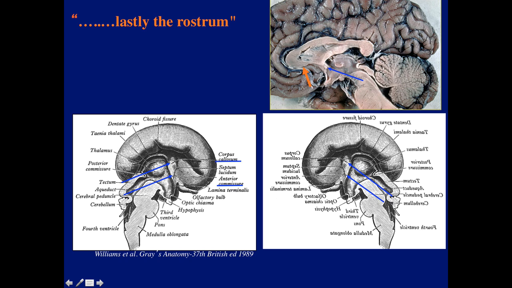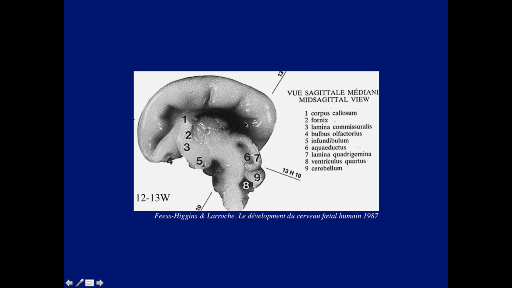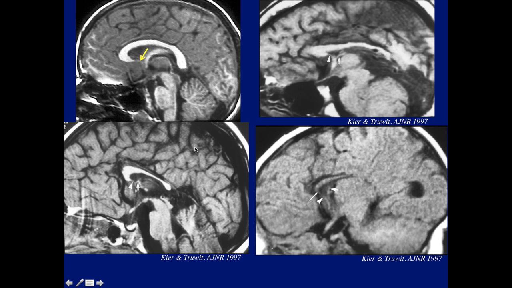Again, this is where it all starts, and the rostrum is very close. Again, as I showed before. And again, in every case, I saw this very thin line. Even in the abnormalities, you would see this very thin line.